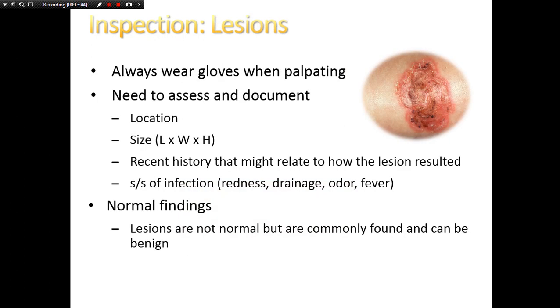When we're inspecting lesions, especially if they're open, we always need to make sure we wear gloves. We need to make sure that we measure. It's very appropriate, especially the length, width, and depth if it's an open lesion. If not, just make sure that we get an accurate circumference of it. Document in depth the recent history of how the lesion happened. And are there any other signs and symptoms of localized or systemic infection?